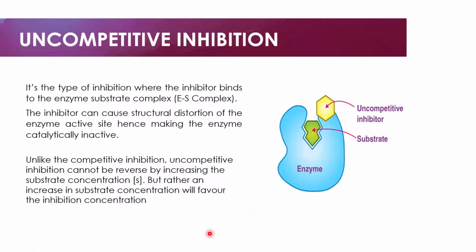The next is uncompetitive inhibition. From this illustration, this is our enzyme substrate complex over here, and this is our inhibitor, which is binding to our enzyme substrate complex. So uncompetitive inhibition is the type of inhibition where the inhibitor binds to the enzyme substrate complex. And what you have to notice is that the inhibitor can cause structural distortion of the enzyme active site, hence making the enzyme catalytically inactive.